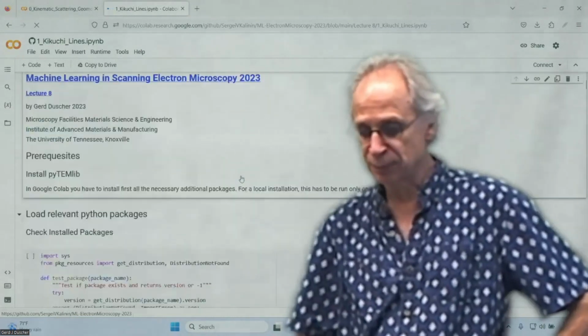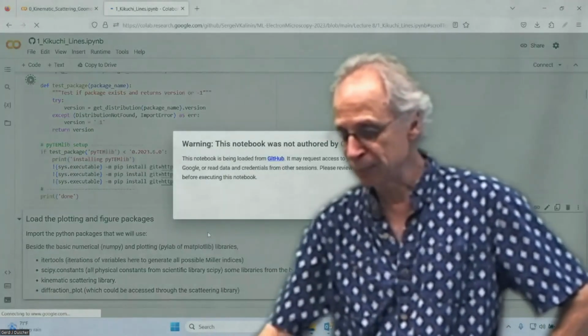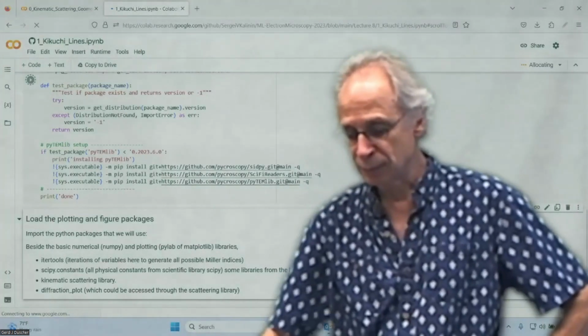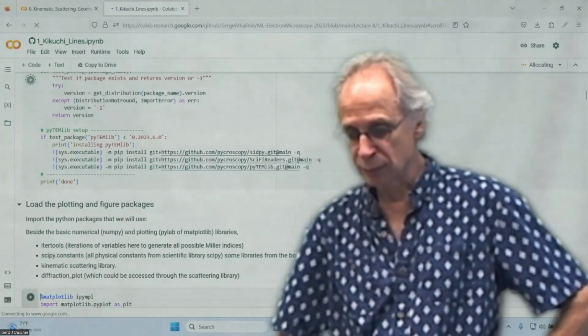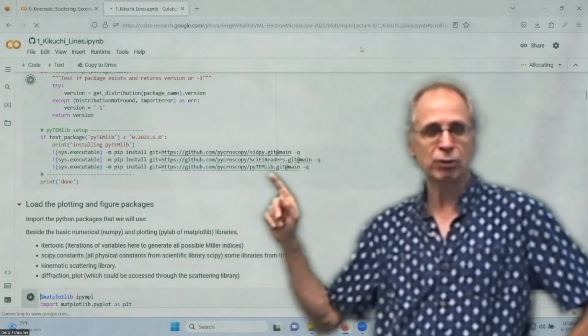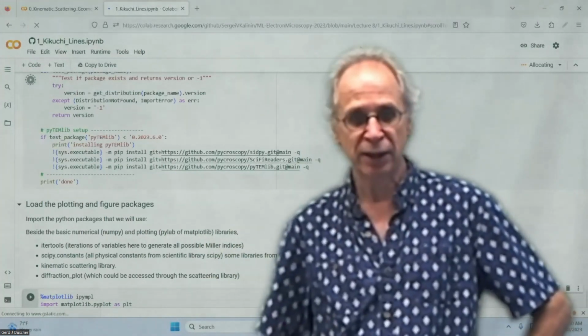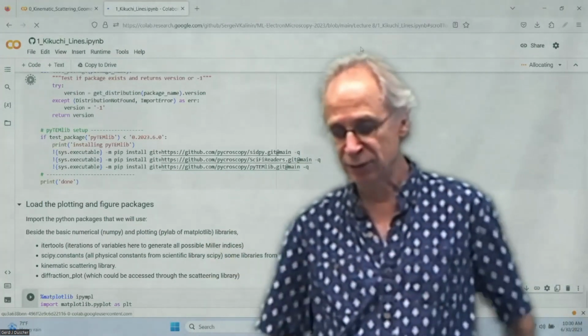Kikuchi lines. Let's start with loading them. So we need the PyTemlib because I have also kinematic scattering in here. There's also some dynamic scattering, and it gets us the wavelengths, all of that stuff.